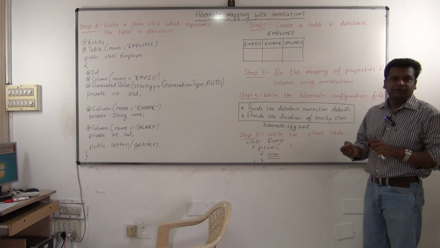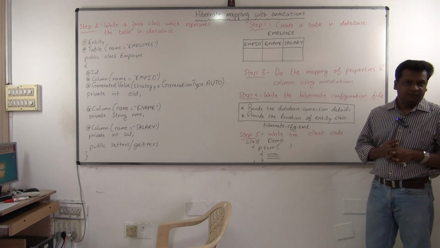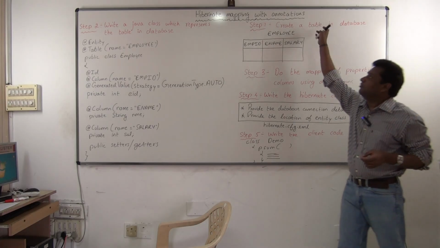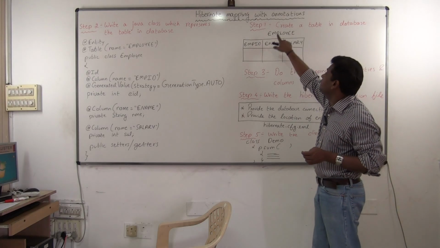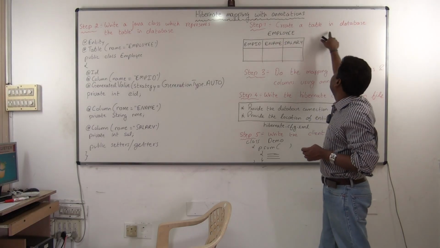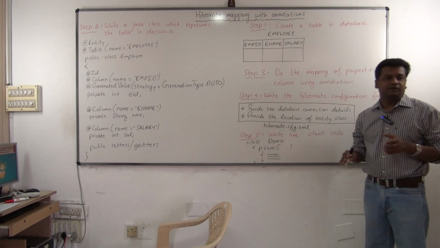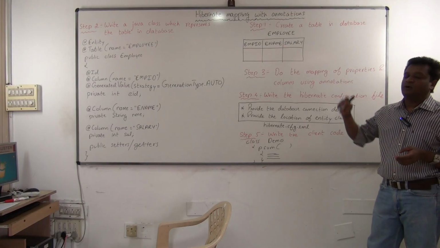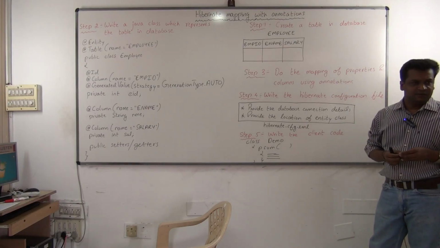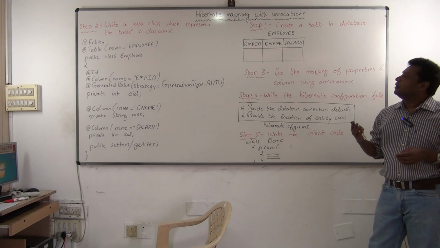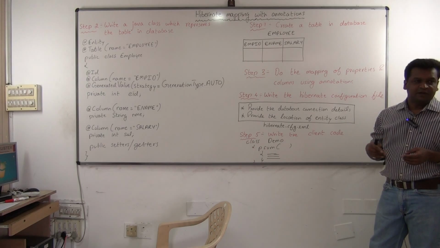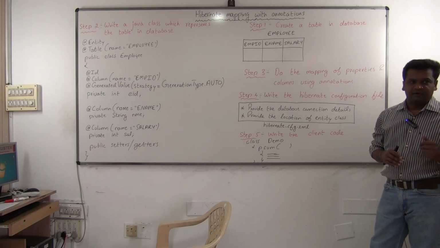Fine. So for doing that, we have to follow some steps. We'll see all the steps now. For doing Hibernate mapping with annotations, step number one would be to create a table in the database. Means first you have to create a table. This table will have 3 columns. We are going to insert a record into this table using Hibernate, but the mapping will be done with annotations.